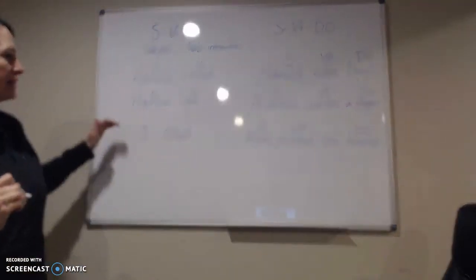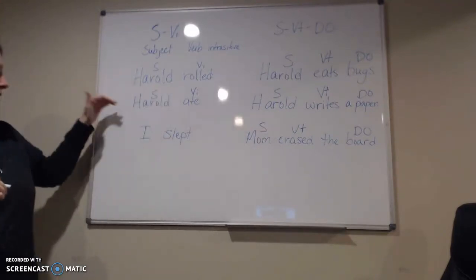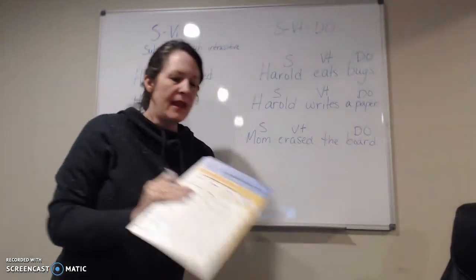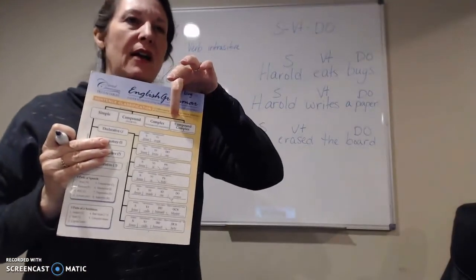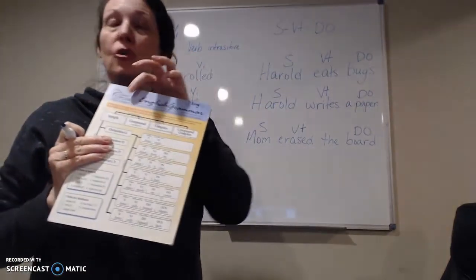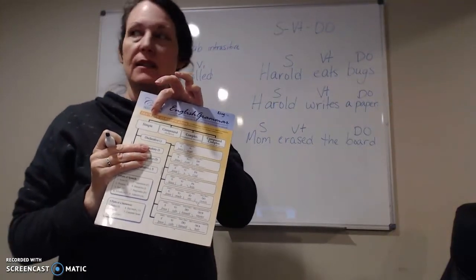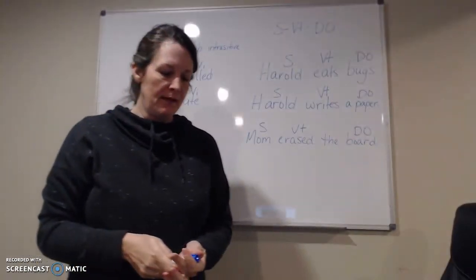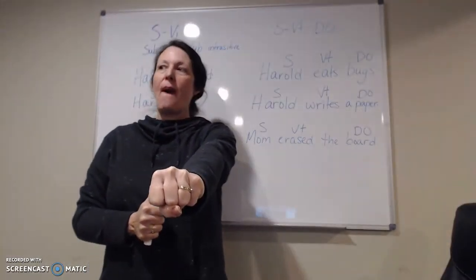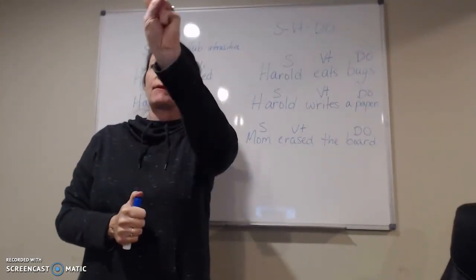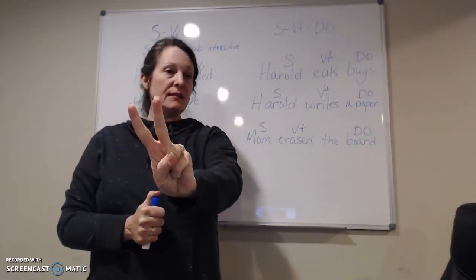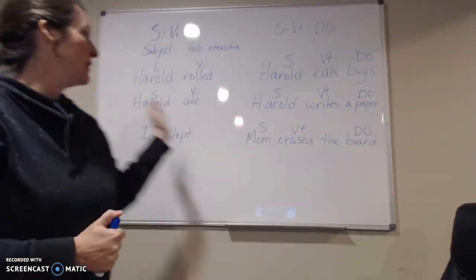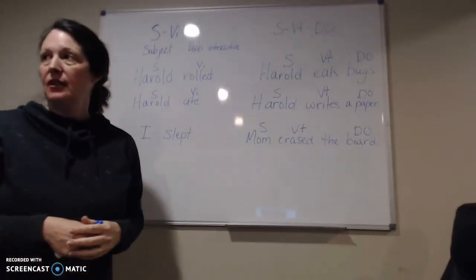Now, all six of these sentences, Harold rolled, Harold ate, I slept, Harold eats bugs, Harold writes a paper, Mom erased the board, they are all one kind of structure. What is the structure of each one of these sentences? Simple. They are all simple. How do you know that? Because a simple sentence is just Harold eats bugs. A simple sentence consists of one subject and one verb. That's right. A simple sentence consists of one subject and one verb, and it can stand alone. It's an independent thought. All of these can stand alone as an independent thought.